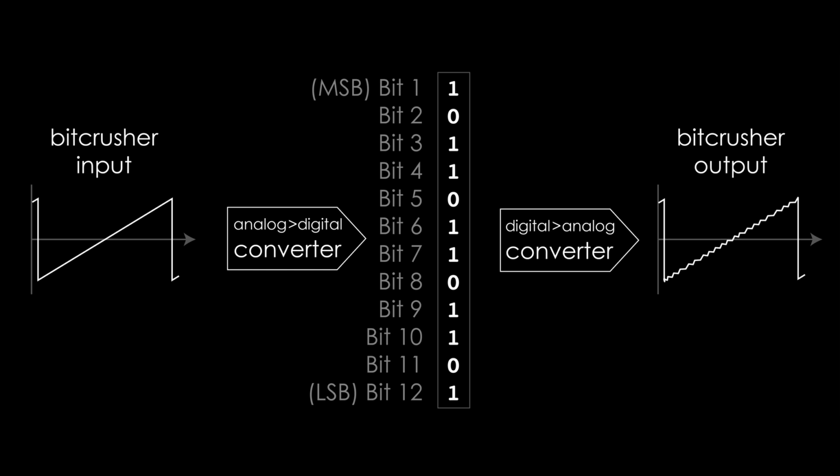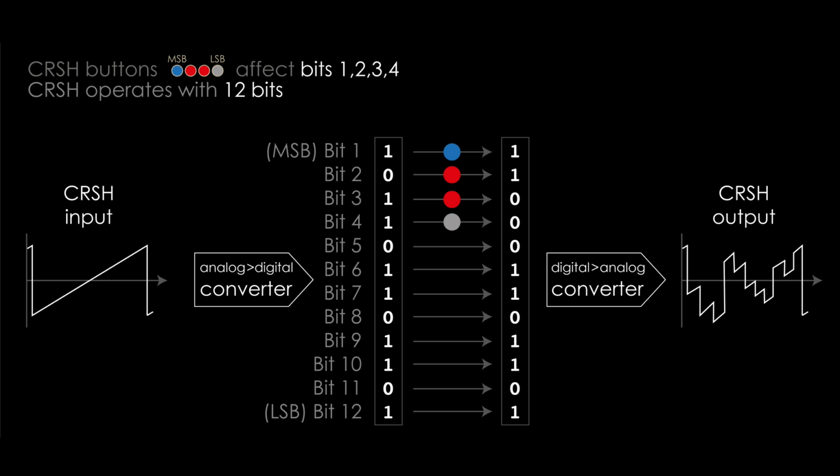Now we can force Orbit to intentionally make some bit translation errors. In terms of sound, this introduces harmonics that are multiples of the fundamental frequency of the incoming signal. You can force translation errors with the 4 top buttons of Crush as follows.